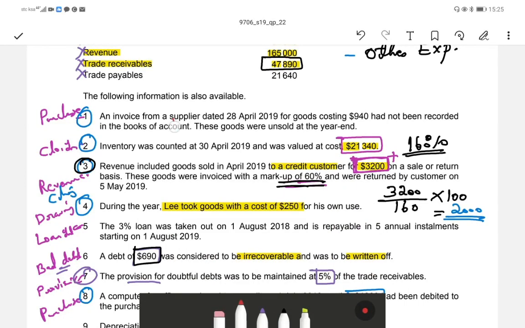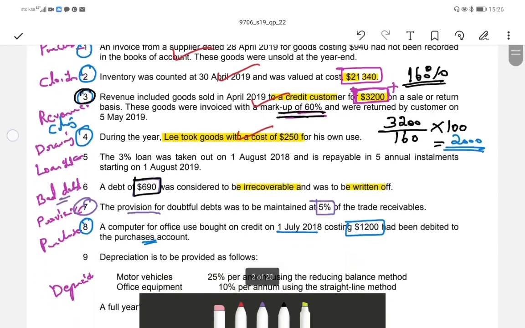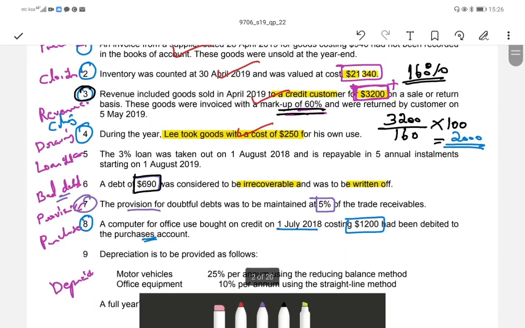Adjustment 1 done. Adjustment 2 done. Adjustment 3, revenue included, the credit customers we done, and drawing done. Adjustment 4 done. Adjustment 5 we have to take for the interest, but after the other expense, bad debt and provision done. Now next, here bad debt 690, that we have to do. Then provision we done. Computer office, that also we have done with the adjustment in the income statement.